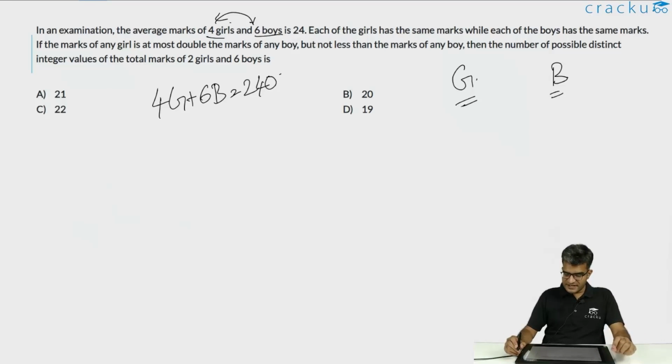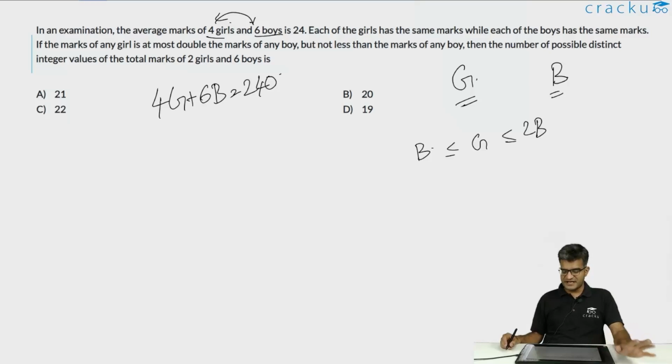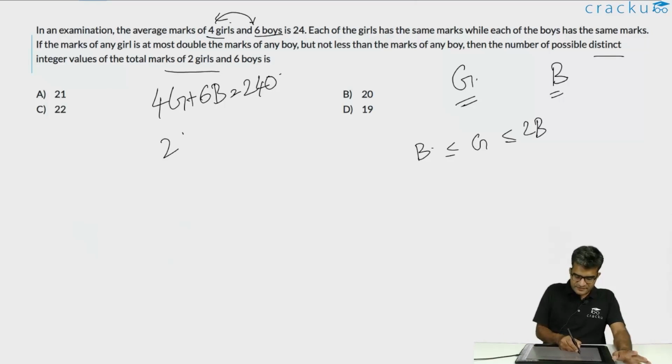What we are told is that the marks of any girl, G, is at most double of any boy. So G is less than or equal to 2B. And it is greater than or equal to the marks received by any boy. So what we are essentially told is that G lies between B and 2B. What we are required to calculate is the number of distinct possible integer values for the marks received by 2 girls and 6 boys.